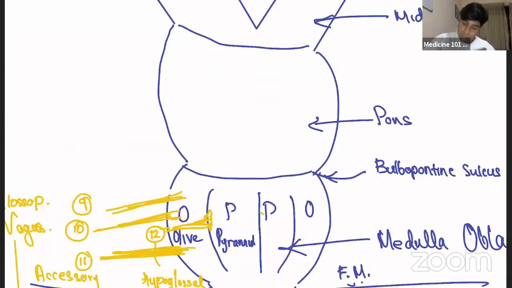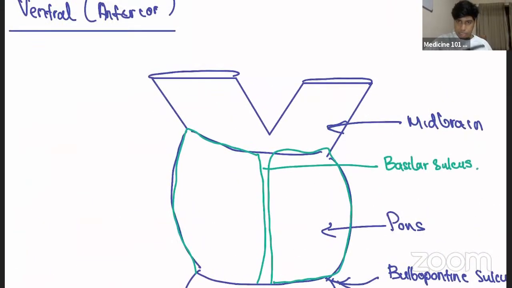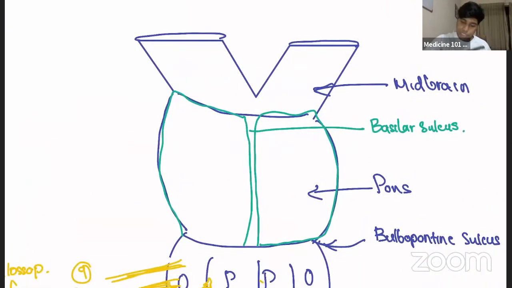And here, remember I talked about a big artery called the basilar artery. Because of that, the pons becomes something like a convex shape. It becomes a convex shape because there's a huge sulcus called the basilar sulcus. The pons has this basilar sulcus through which the basilar artery will go up and it will give branches. These are the pontine branches, etc., which will come out.